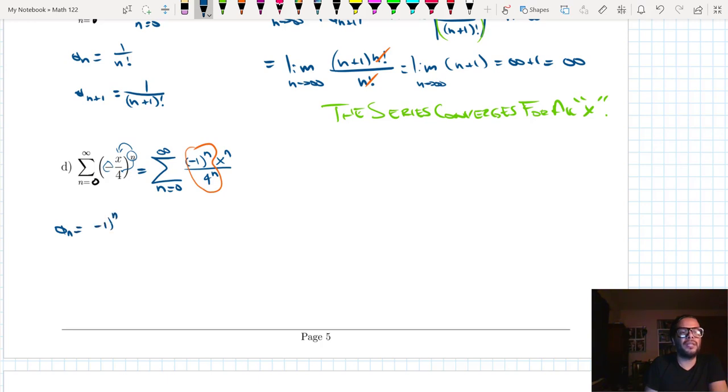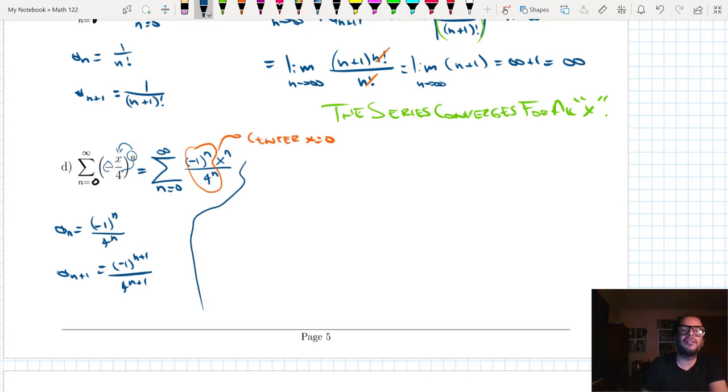Negative 1 to the nth power over 4 to the n. And it's worth mentioning that the center of this series is x equals 0. What is a sub n plus 1? A sub n plus 1 equals negative 1 to the n plus 1 divided by 4 to the n plus 1. Now let's find the radius of convergence.